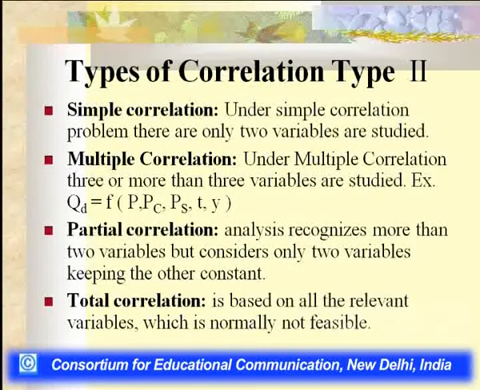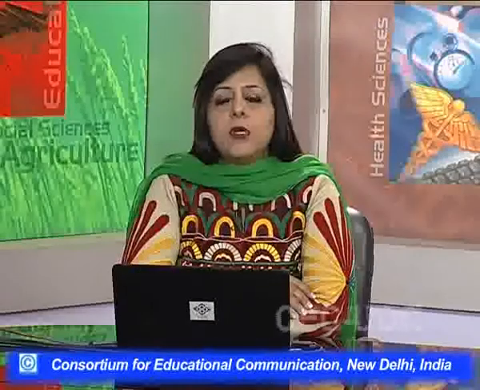In partial analysis, it recognizes more than 2 but considers only 2, keeping the other constant. For example, I am trying to find out the relationship of quantity demanded with price and income. So, if you are trying to find out the quantity demanded and the price, the income would be constant. If you are trying to find out the quantity demanded with the income, the prices would be constant.